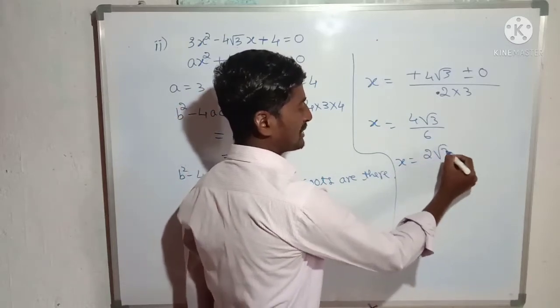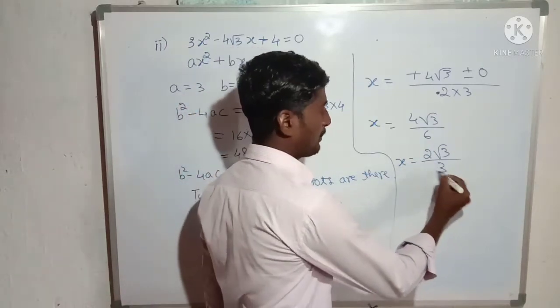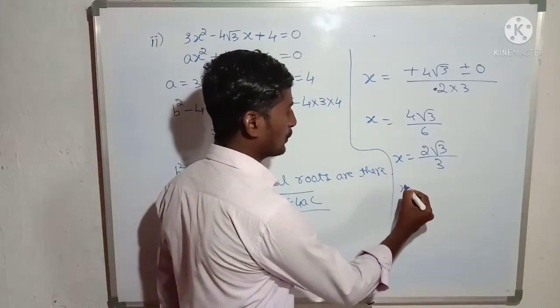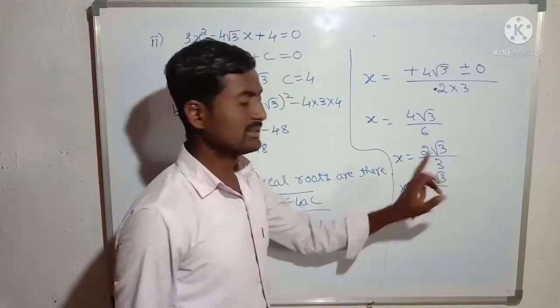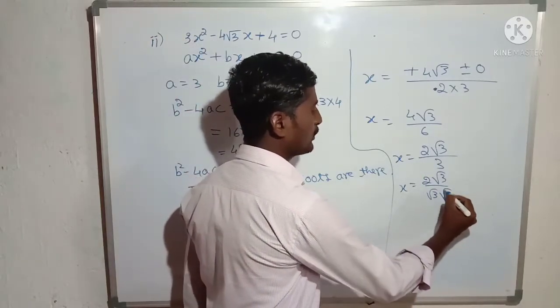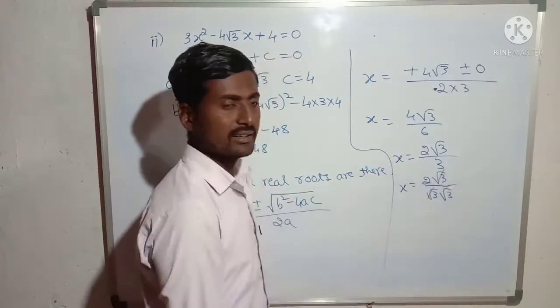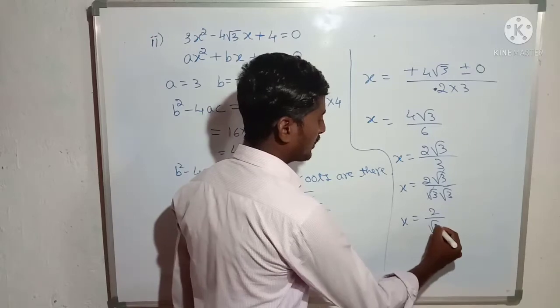It means 2 root 3 is there. Denominator 2 3s are, so divided by 3. Now x is equal to 2 root 3 divided by 3. I can write 3 as root 3 into root 3, so root 3 will get cancelled. Remaining is x is equal to 2 divided by root 3.